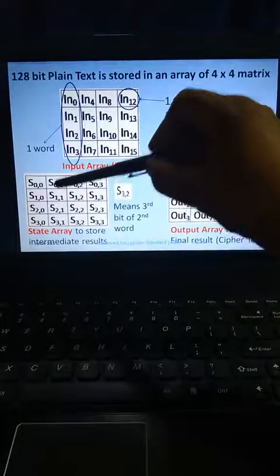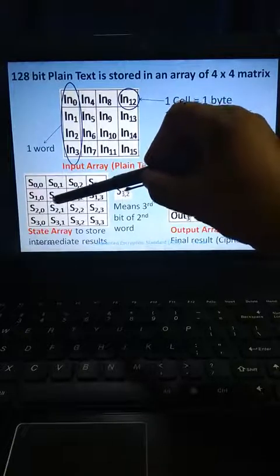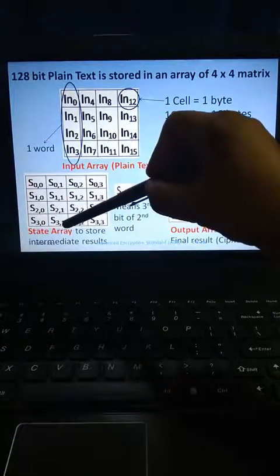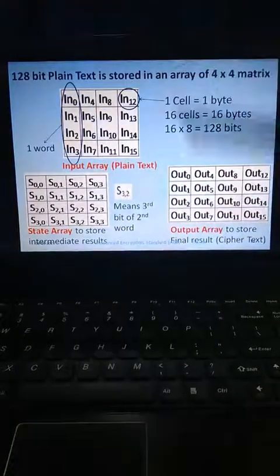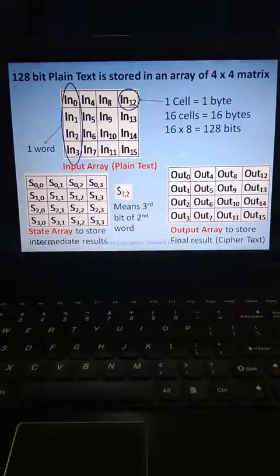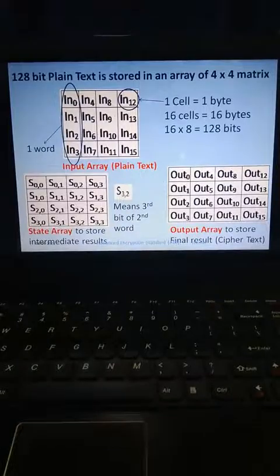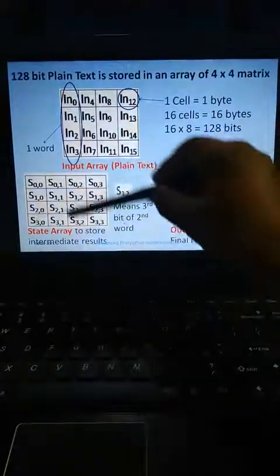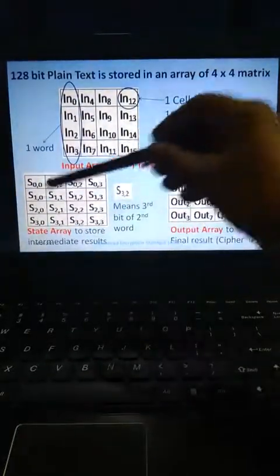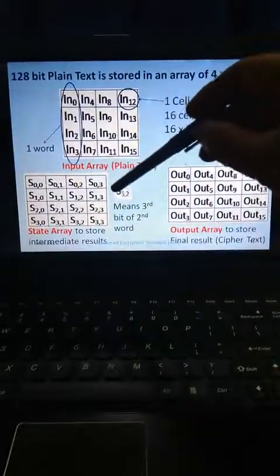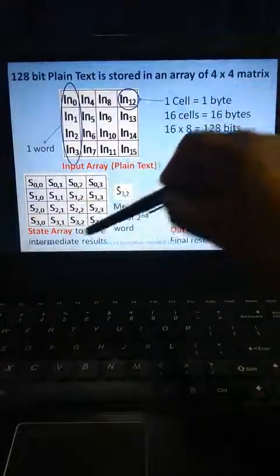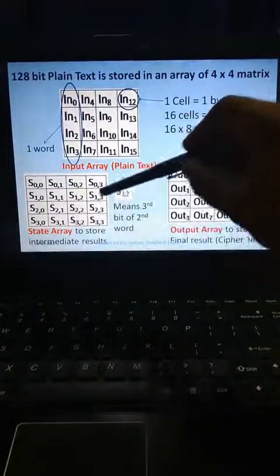This means 0th row, first column. First row, first column. Second row, first column. Third row, first column. So this is intermediate storage in the state array. All intermediate results after the input array are stored in this state array.